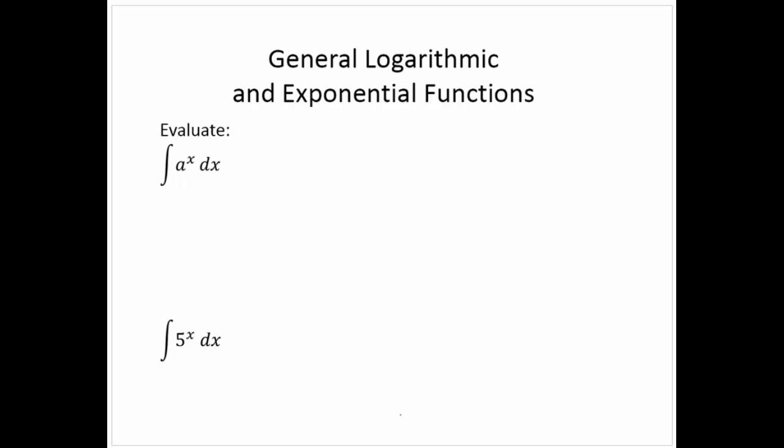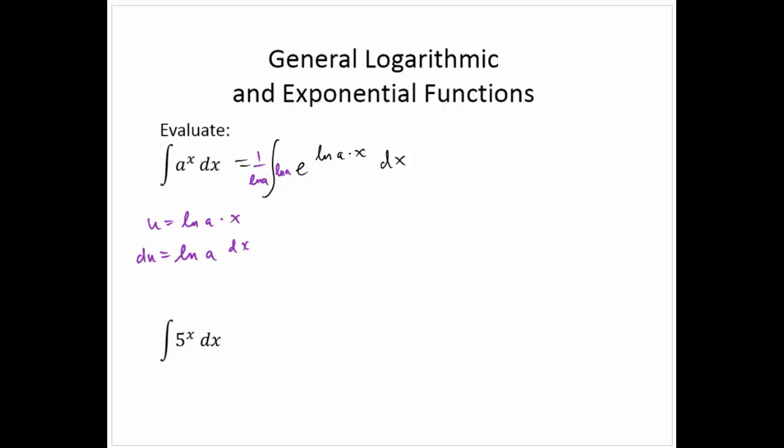Now, if we want to integrate a general exponential function, so say for example we have the integral of a to the x, we use the same basic idea in that I can rewrite this as the integral of e to the natural log of a times x dx. And now I make a substitution. If I let u equal the natural log of a times x, then du would be the natural log of a dx. So I need to bring in a natural log of a on the inside and a 1 over natural log of a on the outside.